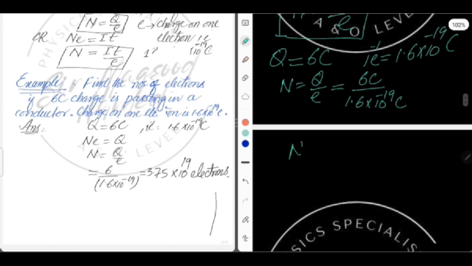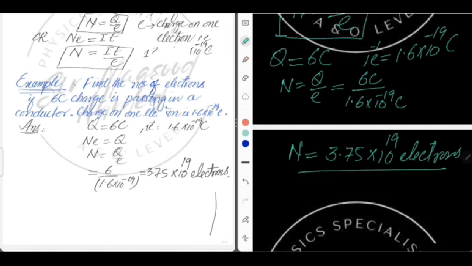Our final answer is N = 3.75 × 10^19 electrons. This means if 6 coulomb charge is passing through a conductor, then 3.75 × 10^19 electrons are flowing through that conductor.